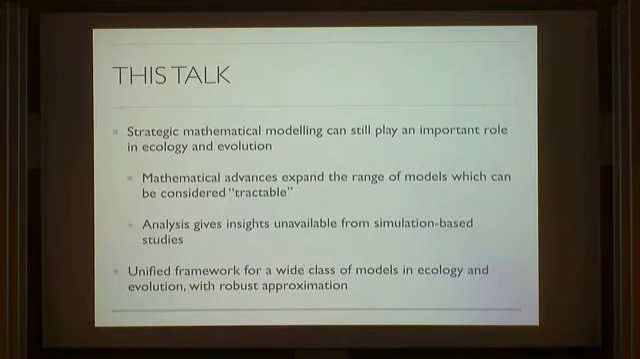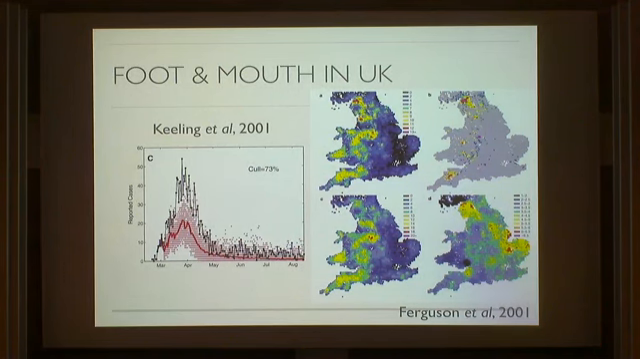But it is a quite general framework for the kinds of individual-based models which are used in ecology and evolution, combined with a robust approximation. Just to illustrate the sorts of reasons why we need complex individual-based models in ecology, this is a rather high-profile example from almost 20 years ago, one of the most high-profile examples where simulation-based models, individual-based models, were used to inform government policy.